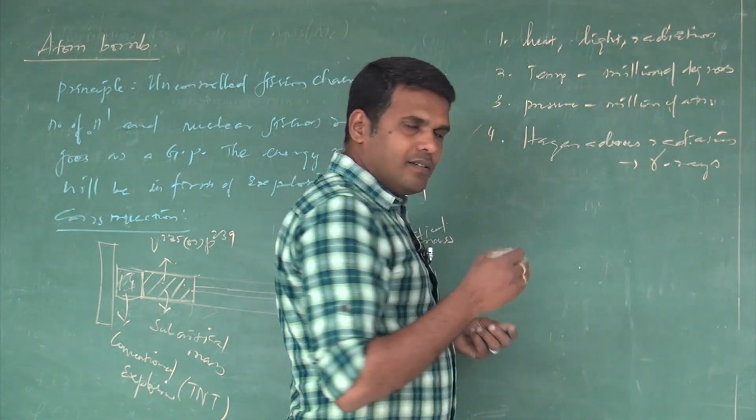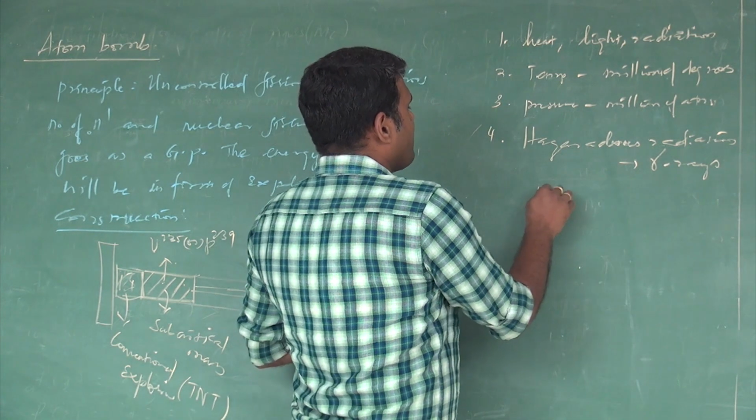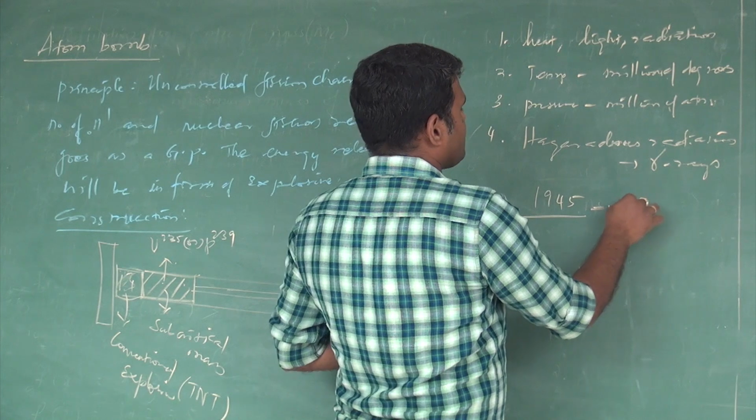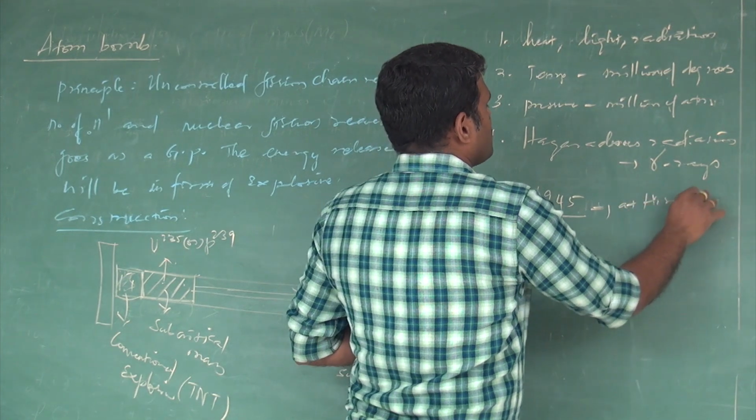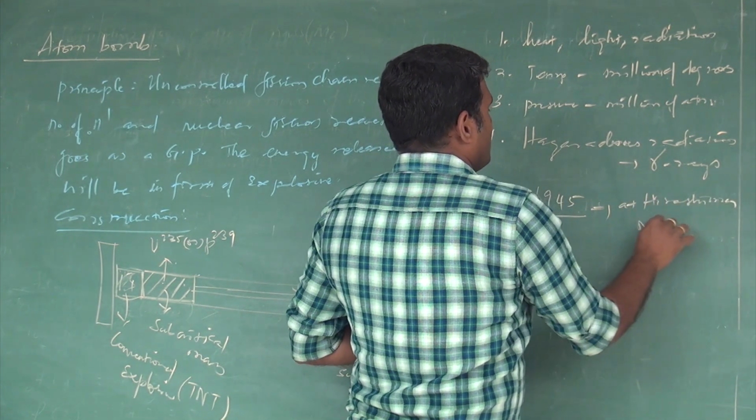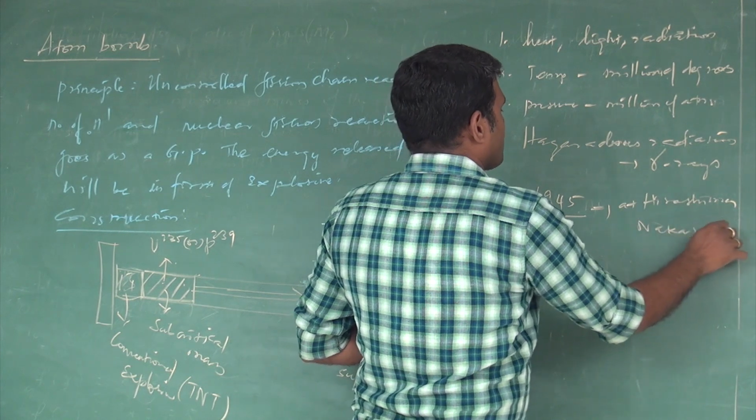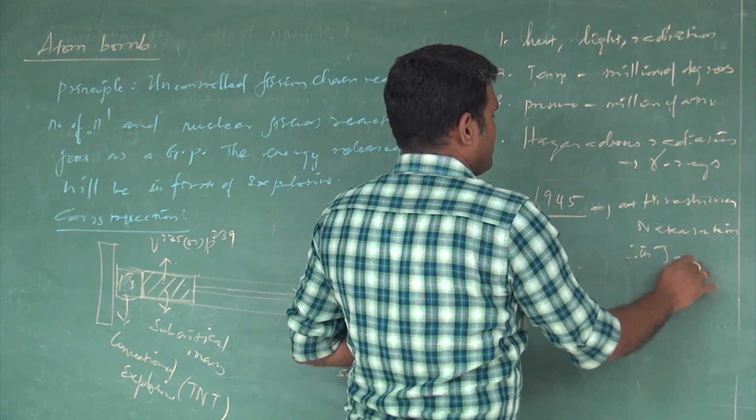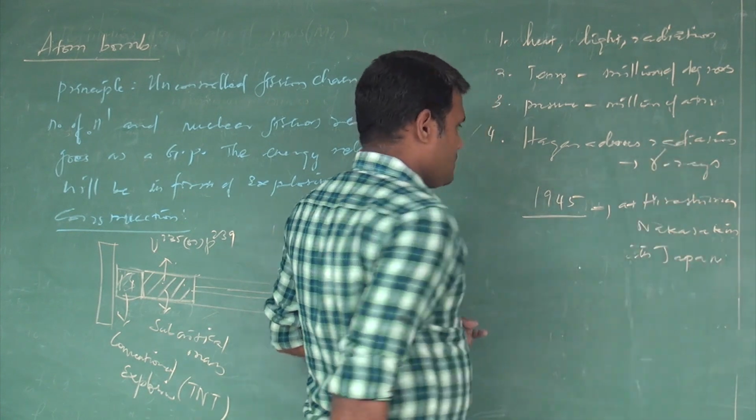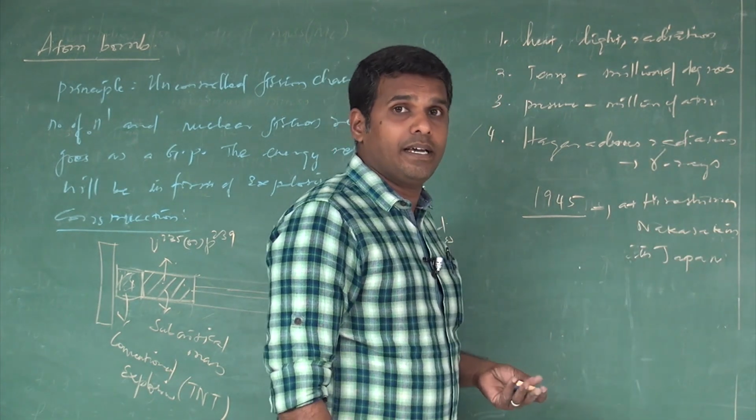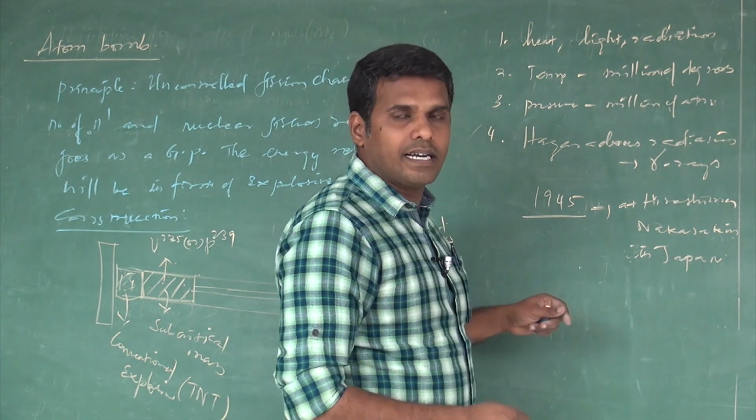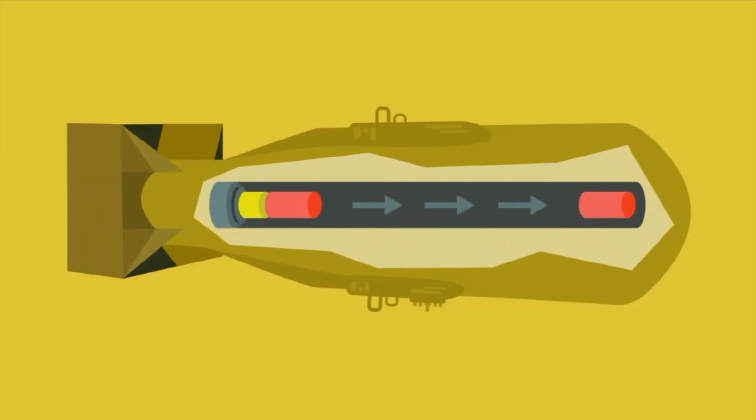And you might have heard about the explosion of this kind of atom bomb in 1945 at Hiroshima and Nagasaki in Japan, which is considered a revenge taken by the USA for the Pearl Harbor attack made by Japan in the Second World War. The gun method. The gun is considered the simplest way to build a nuclear weapon.